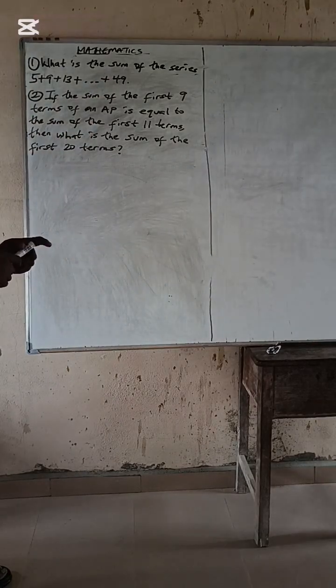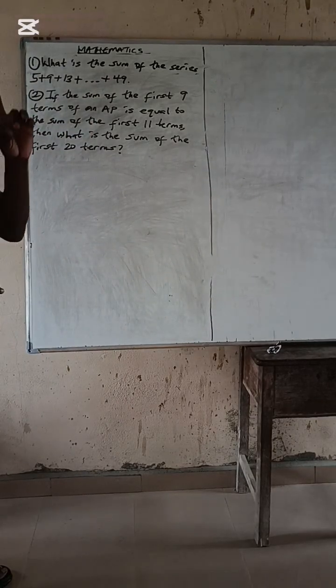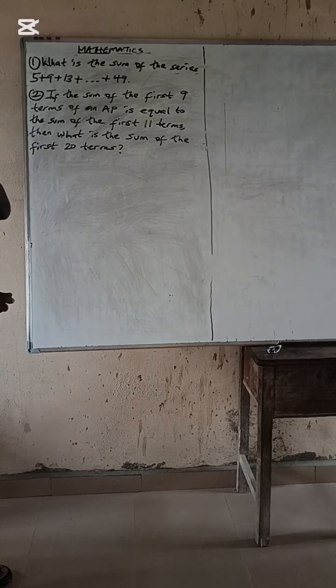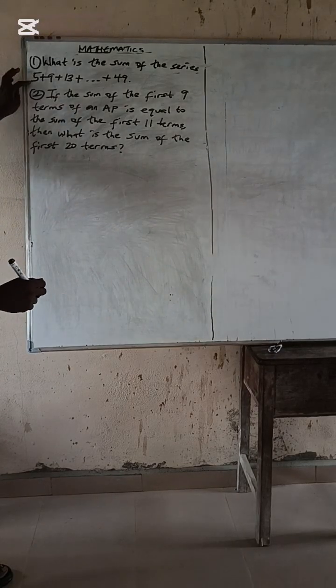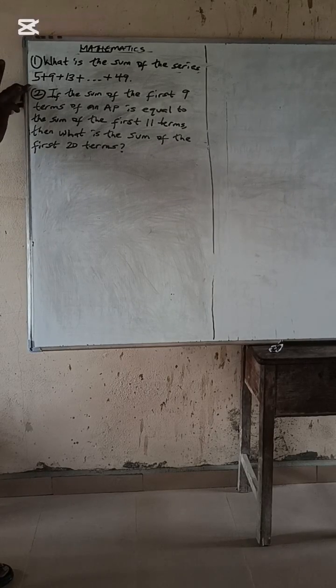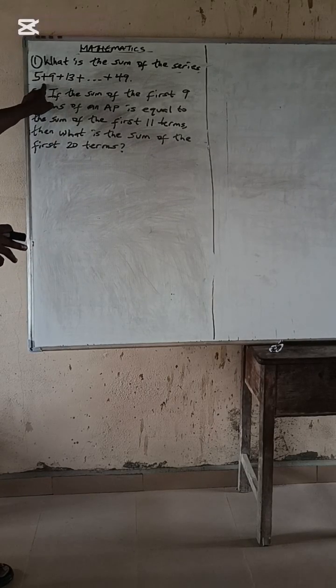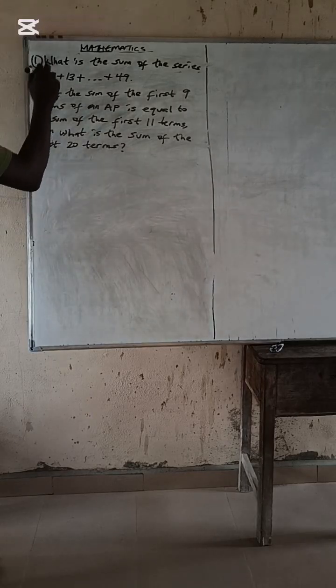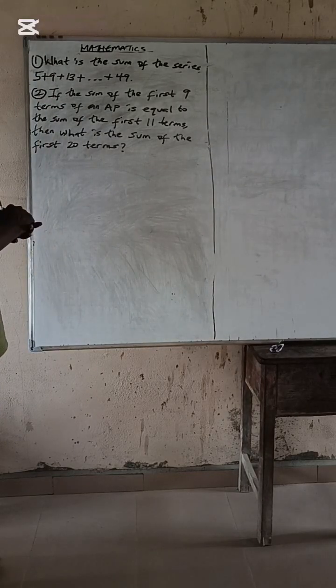Remember, when I defined what a series is, I said it is denoted by using the positive sign, that plus sign. That is why this is called a series. But if the question had used 5, 9, 13 and the likes, that would have been what? A sequence. Now, what is the sum of the series?